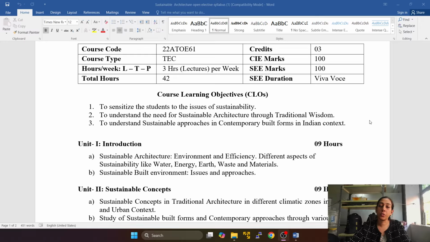Then we'll also be looking at traditional wisdom. So what do you mean by traditional wisdom? All the houses that were built in the past, all the houses that were built by the kings, have sustainable features in them. Those will be taken into consideration, and how we can apply those in today's modern design will be taught in this particular open elective.